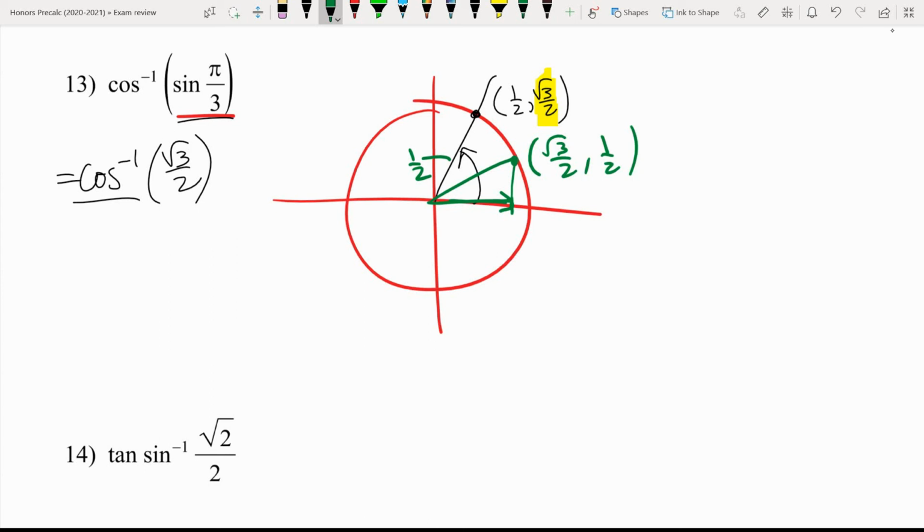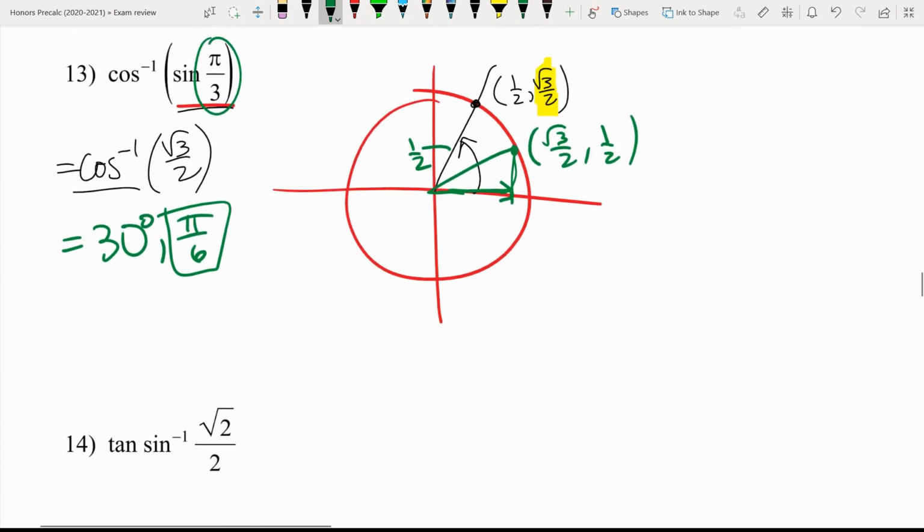So that angle there, as you can see, would be either equal to 30 degrees, or since this started off in radians, we should probably give the answer in radians, and that's just pi over 6. All right, so work from the inside out on these.